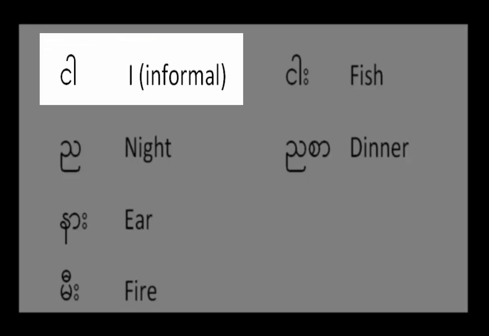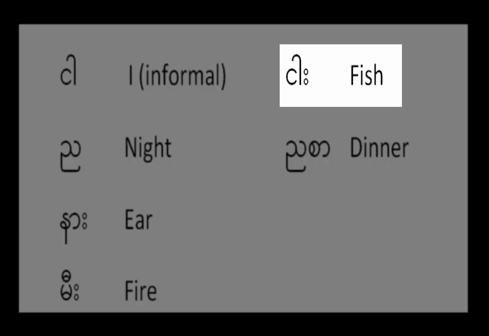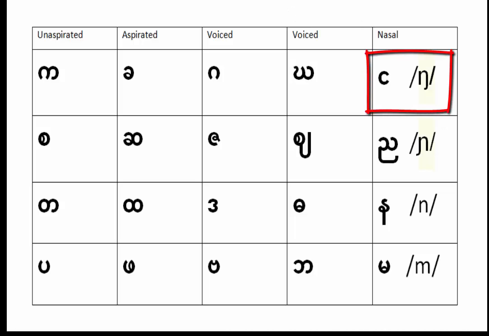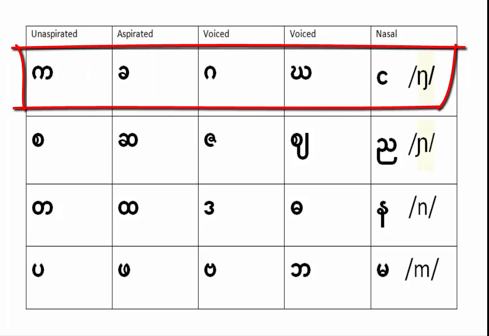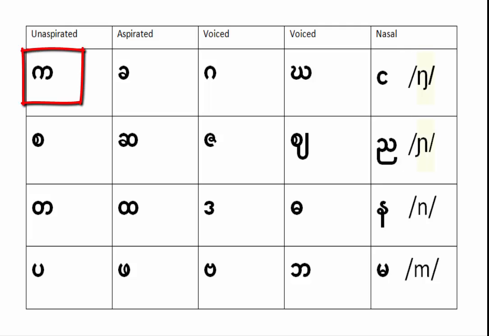For example, nga, which is the informal I, and nga with a high tone, which means fish. This nasal nga belongs to the first row in the alphabet table, where all the letters follow the same position of the tongue when you articulate these letters. Now you can observe, listen: ka, ka, ga, ga, nga.